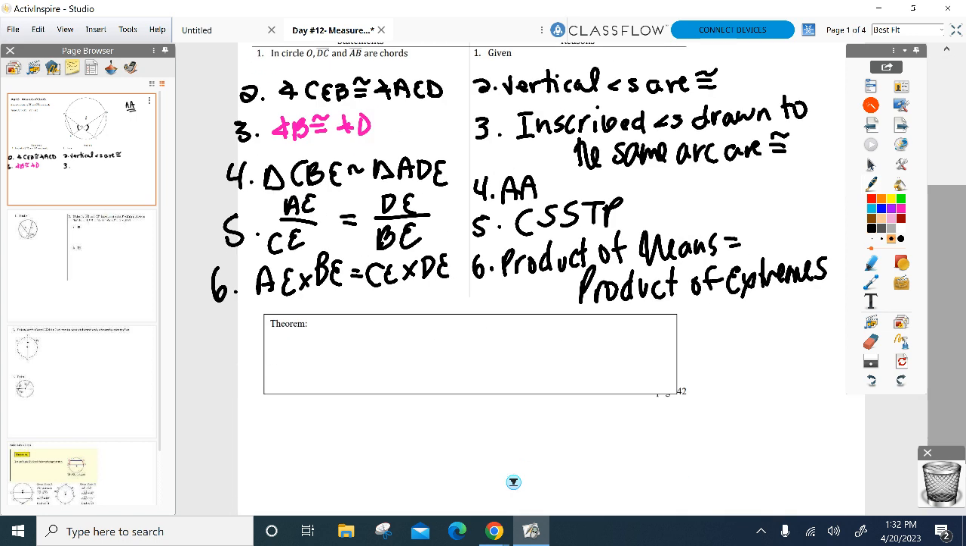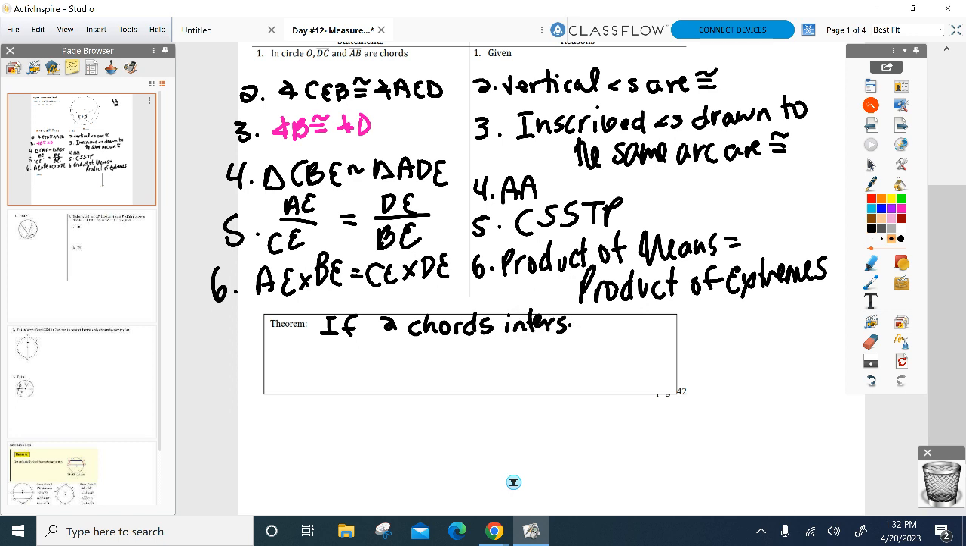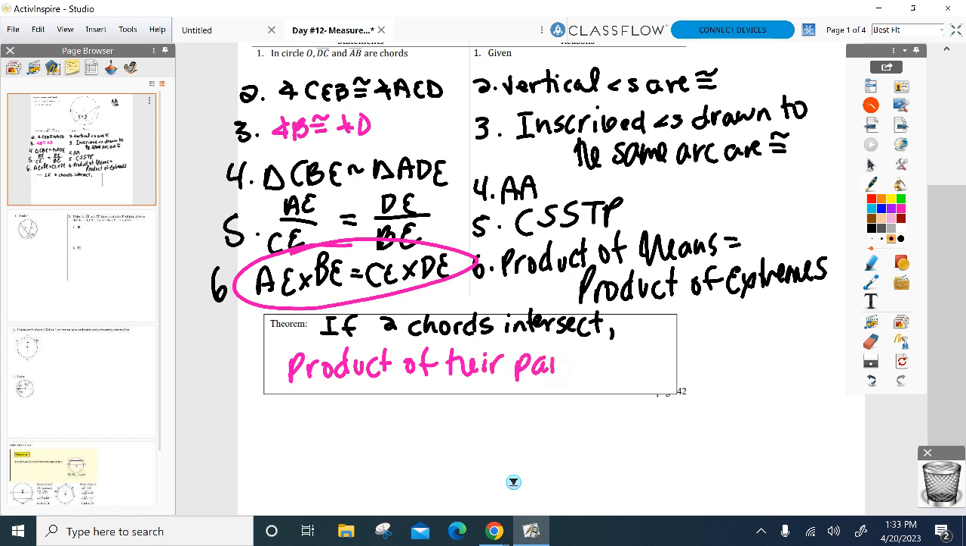So here's how my theorem today is going to start. If two chords intersect, that's true, but I don't want to write that's true under there. All right, that's true. A little math trivia: what do I call the answer to a multiplication question? I call it the product. Yes, so if the two chords intersect, the product of their parts are equal.